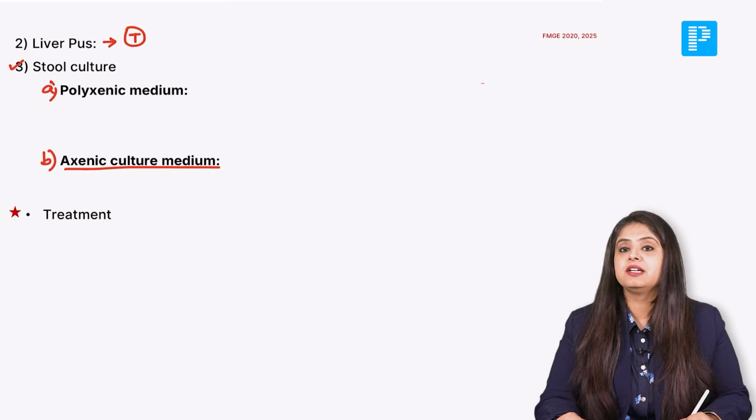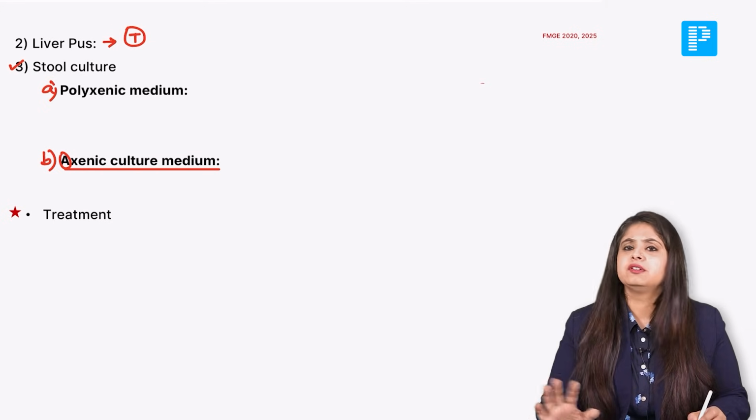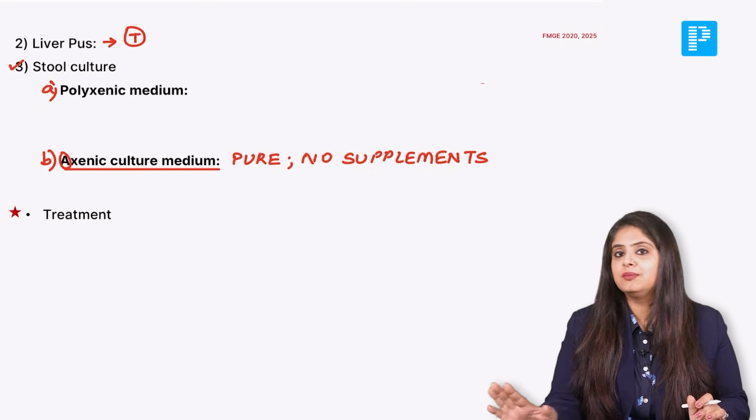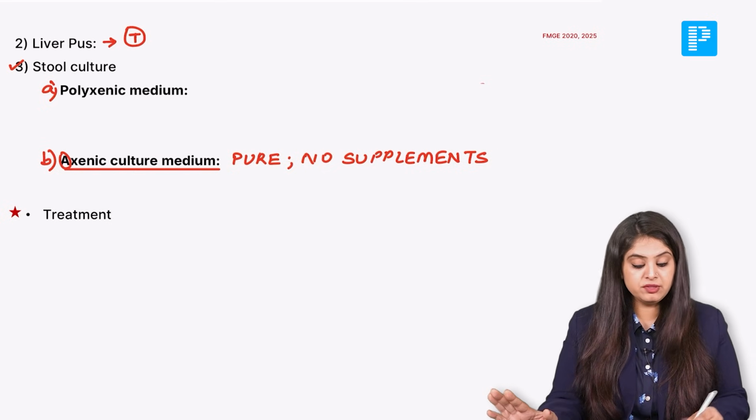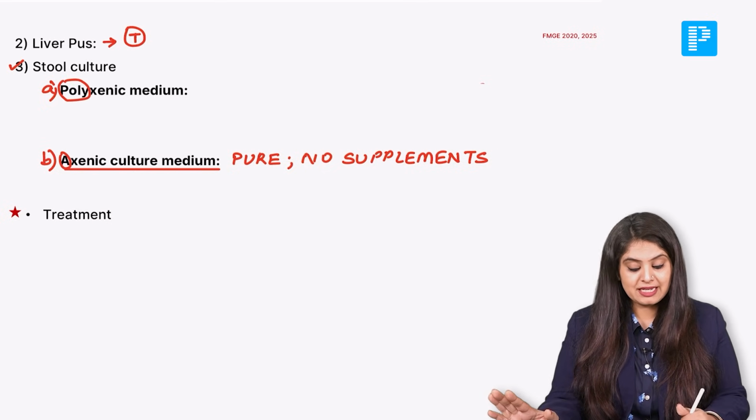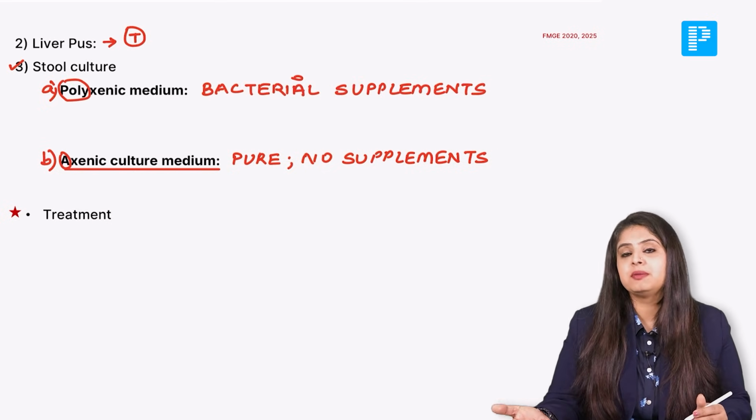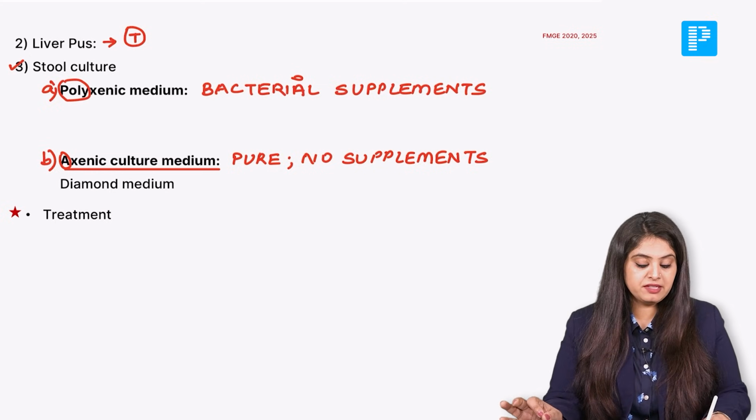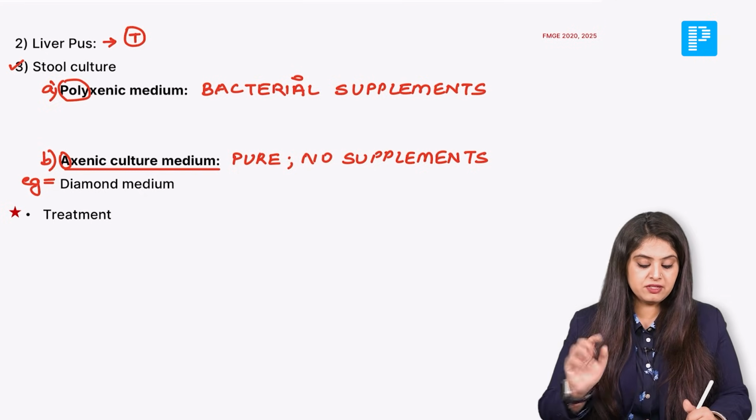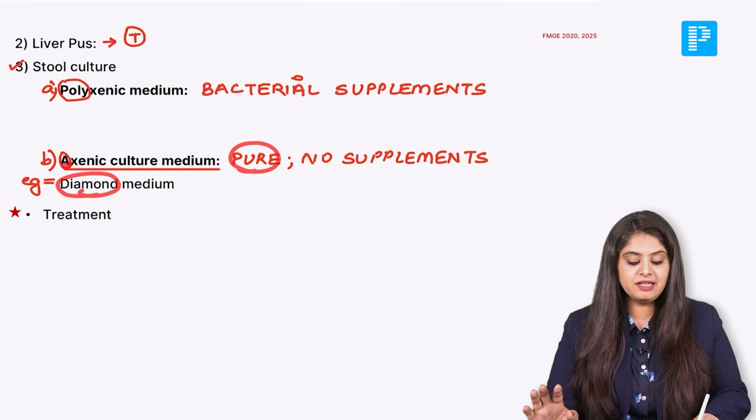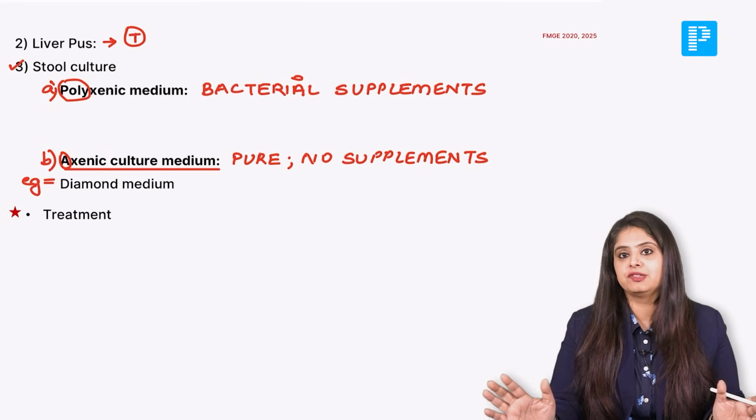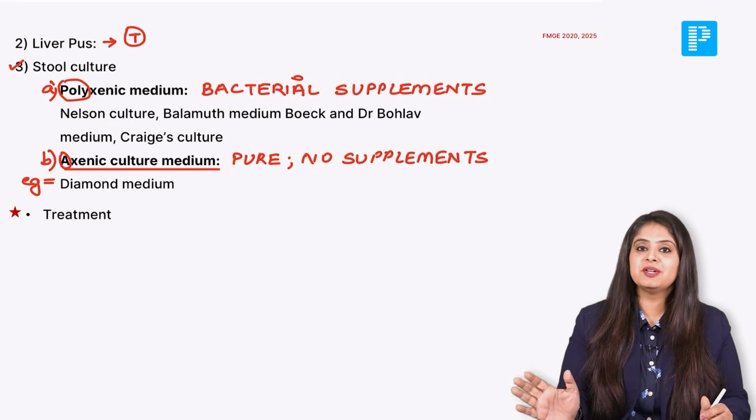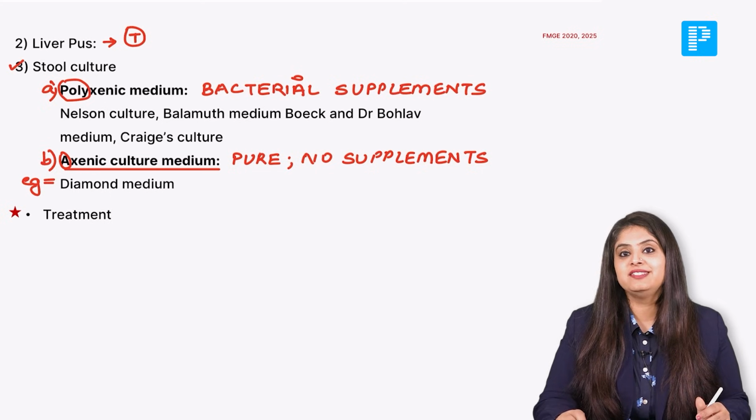When I say axenic culture media, A means absent, means it's only culture media. It has pure culture media. It has no random supplements added to it. But when I use the word polyxenic culture media, it has a lot of supplements, like bacterial supplements have been added to it. So now out of these, the axenic culture media has only one example, that is the diamond media. How I have learnt it is, diamonds are pure and axenic is also meaning a pure media with no supplements, because the rest of the list is very difficult. That's why I just learned diamond as pure, and rest everything else goes under the polyxenic culture media.